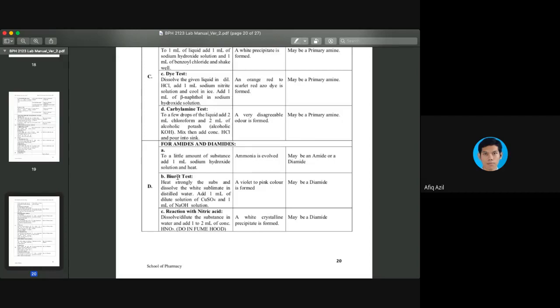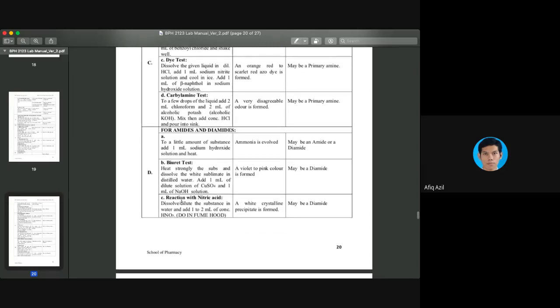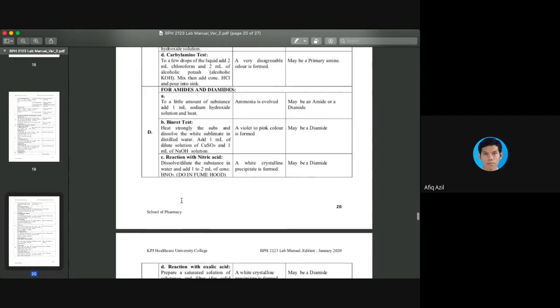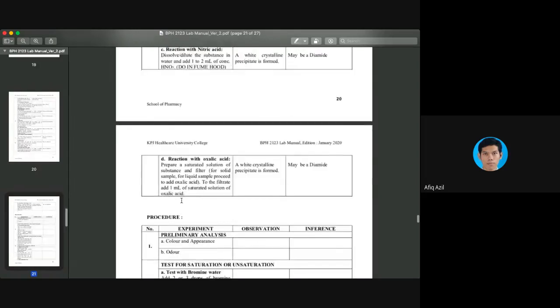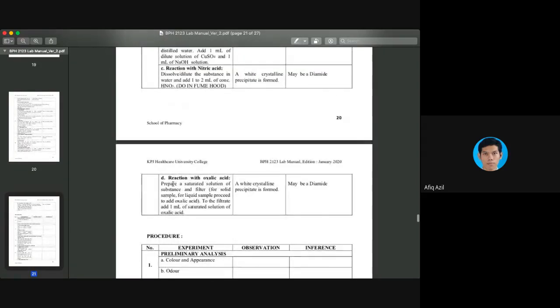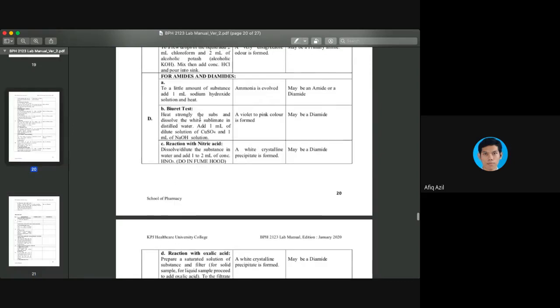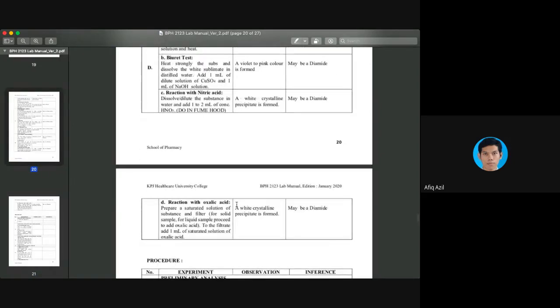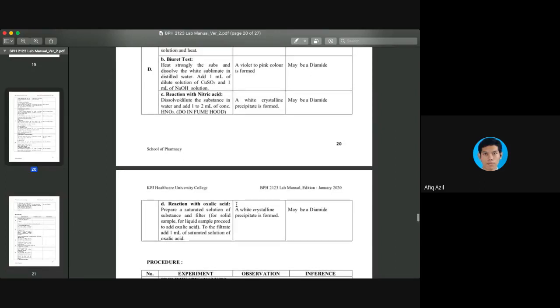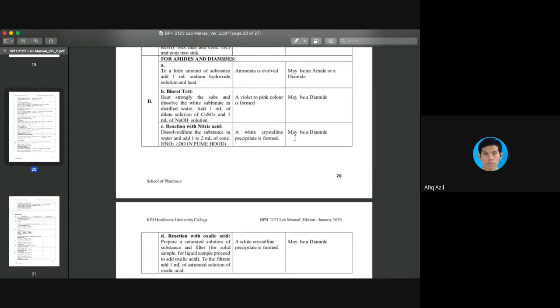And then you have the biuret test and also the reaction with nitric acid. And lastly is the reaction with oxalic acid. If the sample gives out a white crystalline precipitate, then it could be a diamide. Diamide meaning it contains two C double bond O N groups in the same compound.